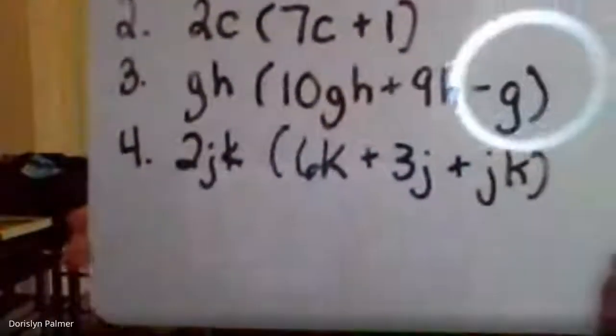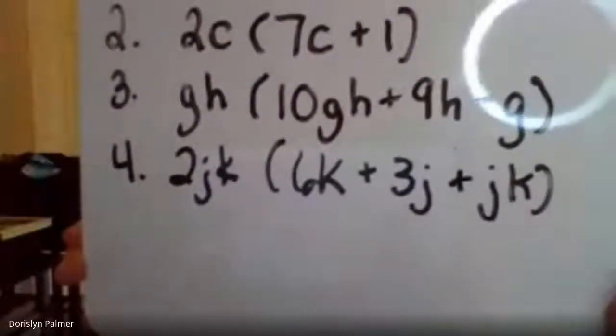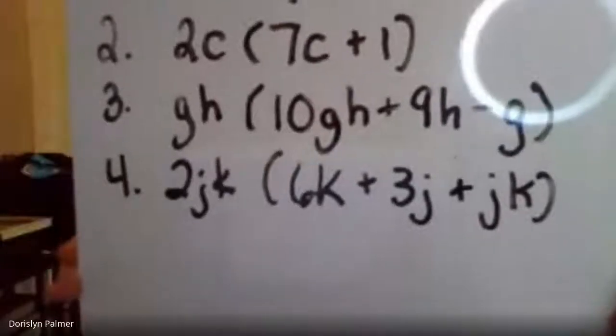I think you're missing something because there should be 3 terms. If you take out 2jk, you have 6k. Then your middle term, you would get 3j, and then you should have a third term with just jk. So number 4 is 2jk times the quantity 6k plus 3j plus jk.